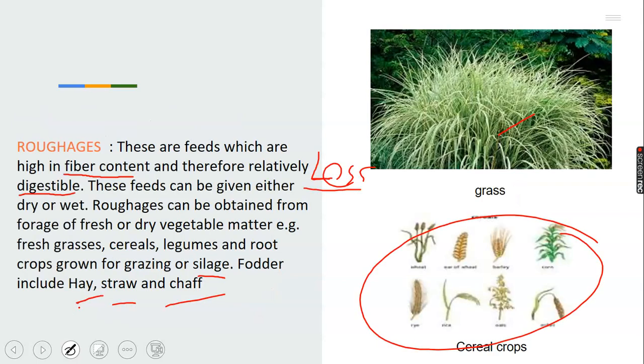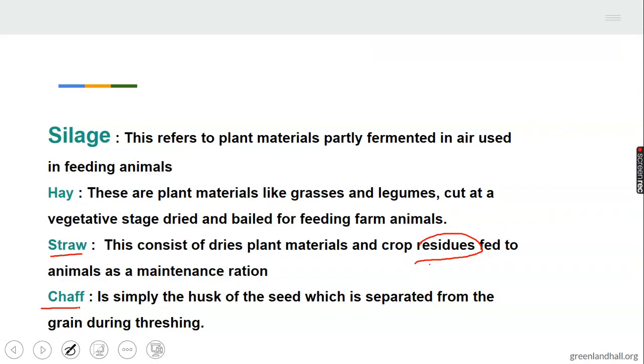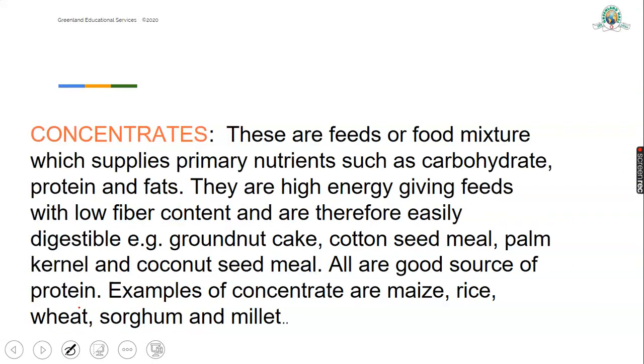We have explained roughages, feeds which are high in fiber content and relatively less digestible. And we have given examples of roughages: fresh grasses, legumes, cereals, silage, hay, straw, and chaff, which we have explained now. Take note of this. Let's look to the second one, concentrate.